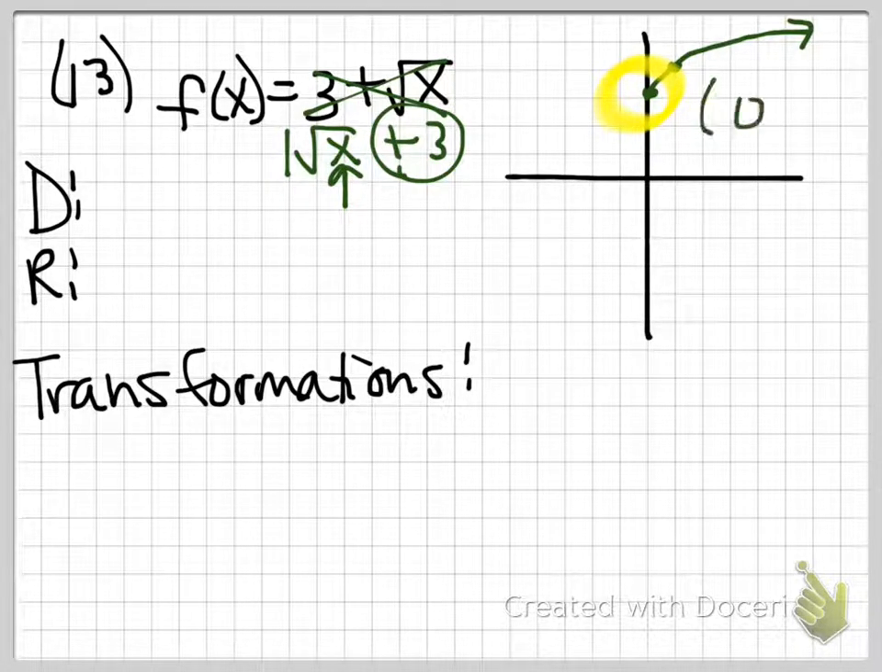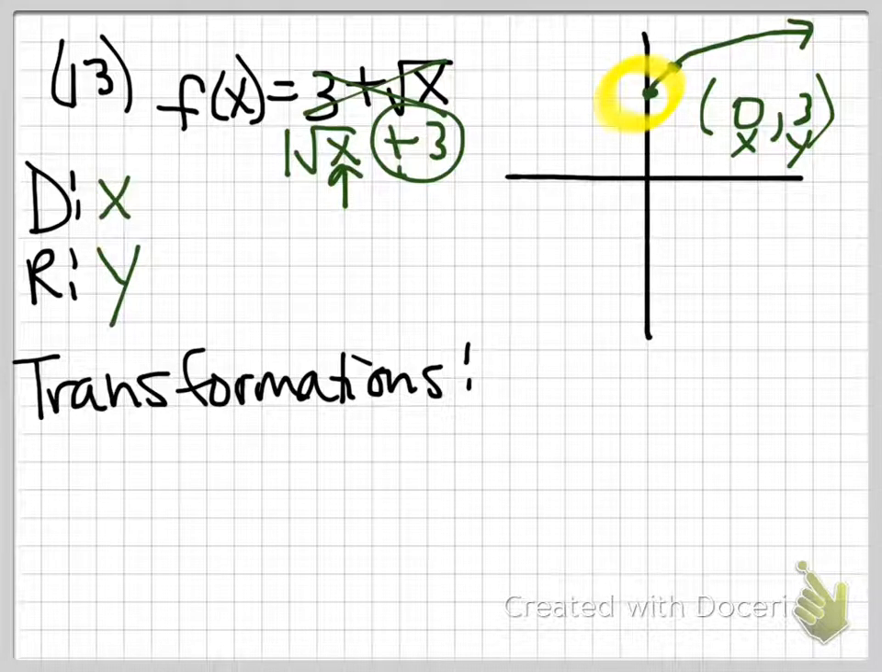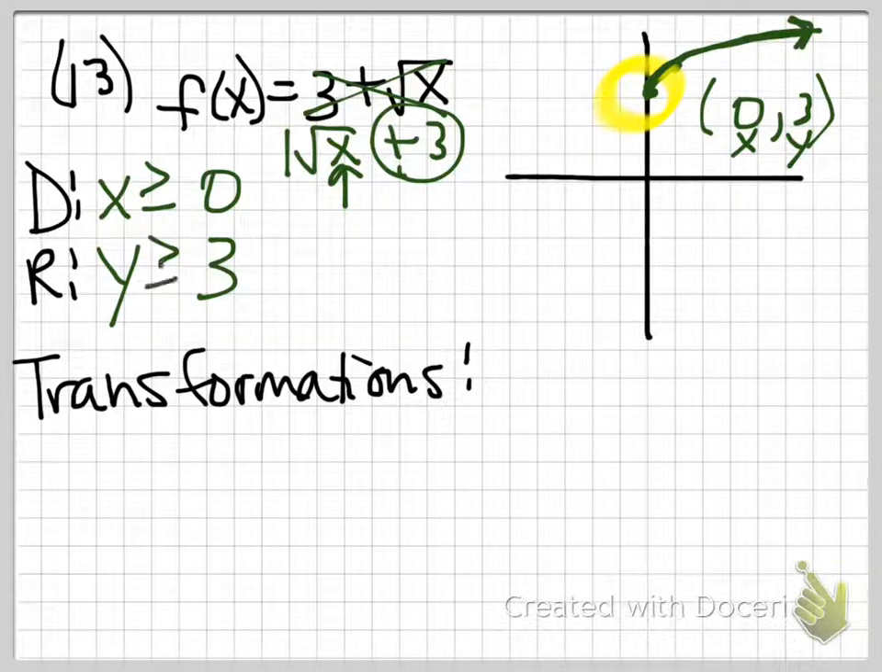So there's my picture. The domain and range you can figure out from looking at that starting point. This starting point is at 0, 3. So the x value is 0, the y value is 3. When I do the x and the y for the domain and the range, x is going to be 0 and y is going to be 3. Since this goes to the right, it's greater than or equal to. Since this goes up and to the right, this is greater than or equal to. So there's my domain and my range. What was the transformation? Well, we only had one, and it shifted this graph up 3 units.